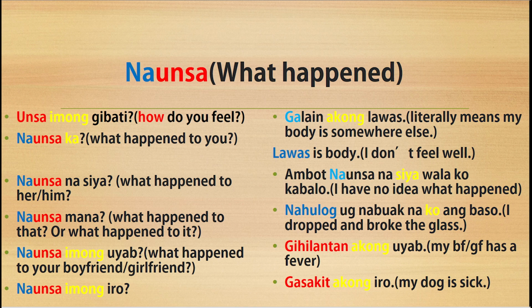What happened to her or him? Naunsa na siya? Then your answer here is ambot na unsa na siya. Wala ko kabalo. So I have no idea what happened to her. Ambot na unsa na siya. Wala ko kabalo. Ambot, okay? Naunsa man na. What happened to that? What happened to it? Or maybe, what's going on? Naunsa man na. Okay? So we have here the sample answer also.